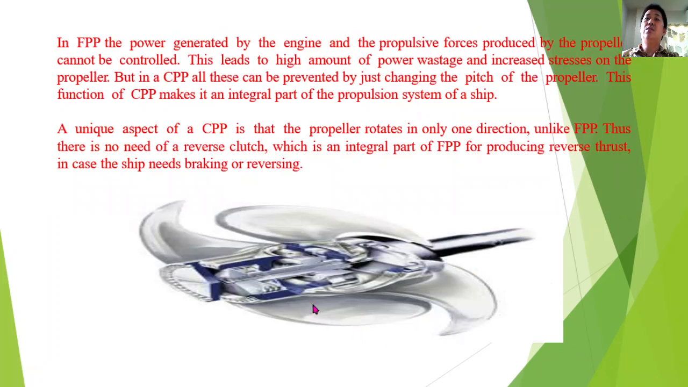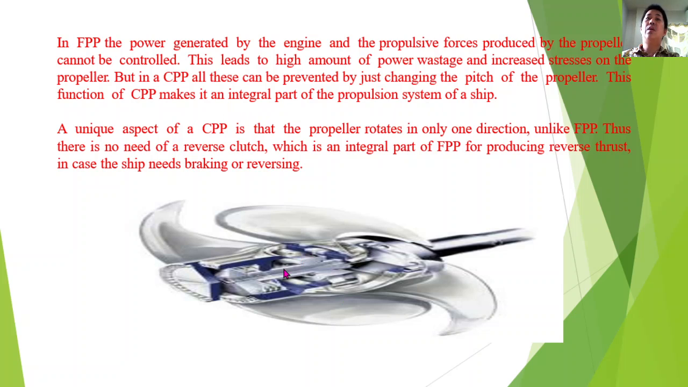So in the FPP, the power generated by the engine and the thrust produced by the propeller cannot be controlled. So this leads to a high amount of power wastage and increased stresses on the propeller. But in a CPP, all this can be prevented by just changing the pitch of the propeller. So this function makes the CPP an integral part of the propulsion system of the ship.